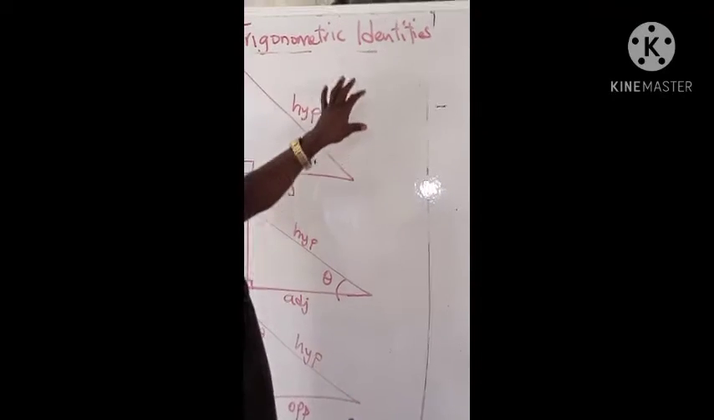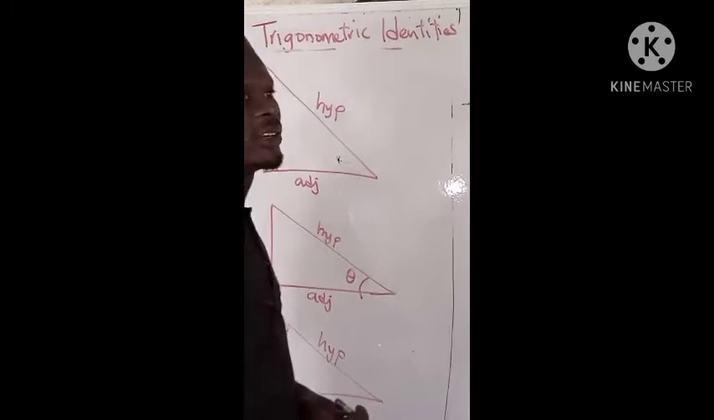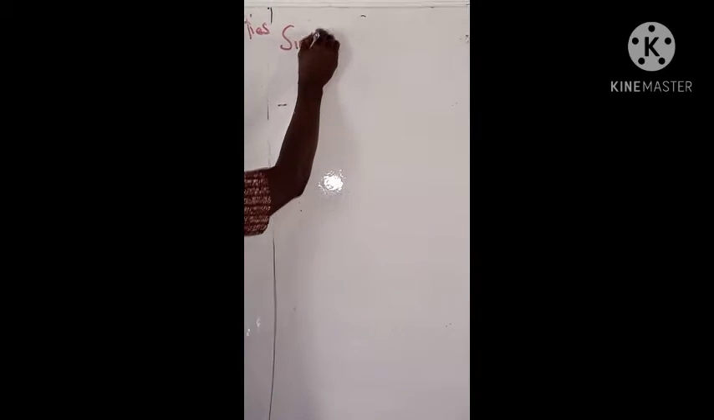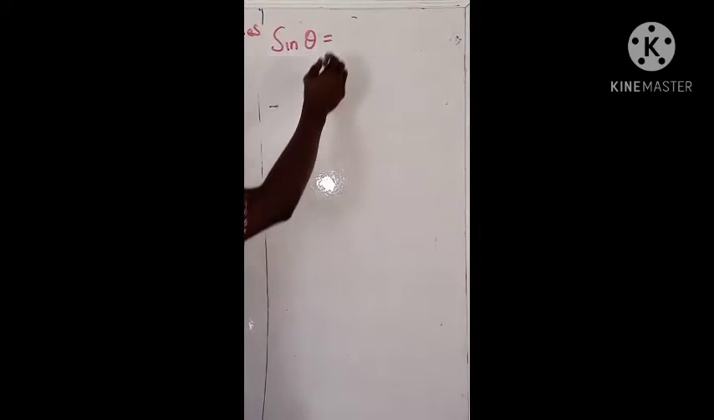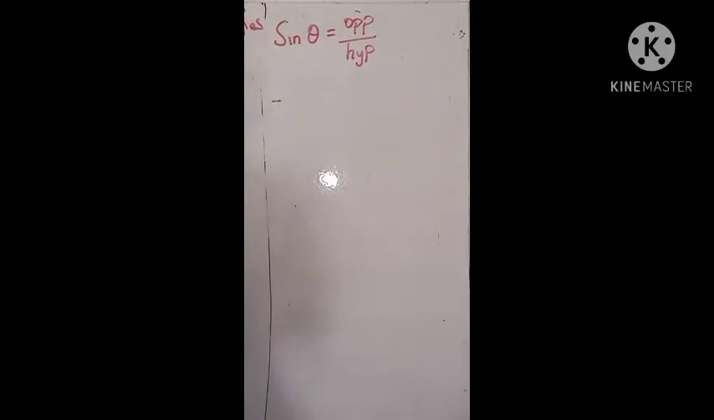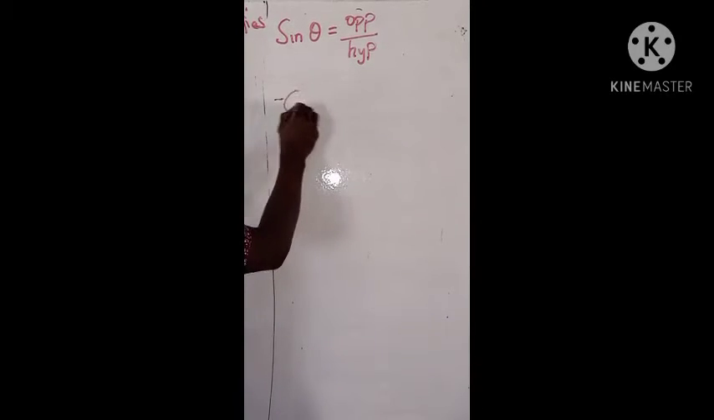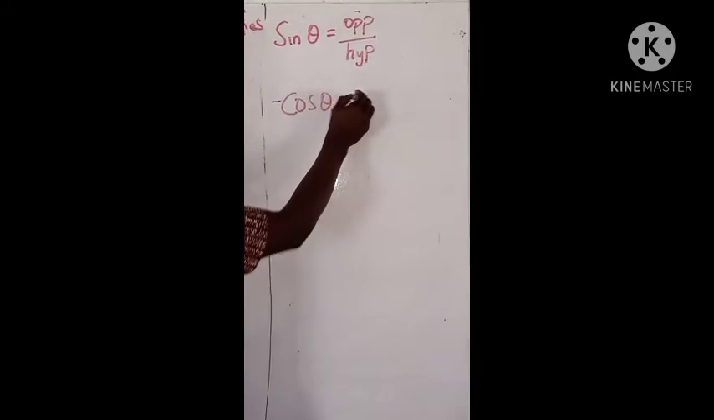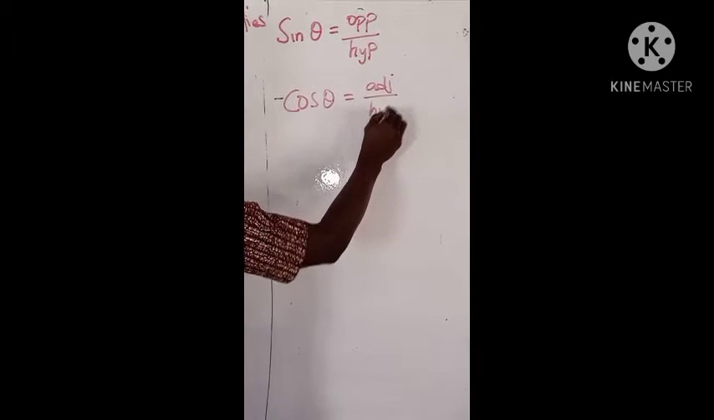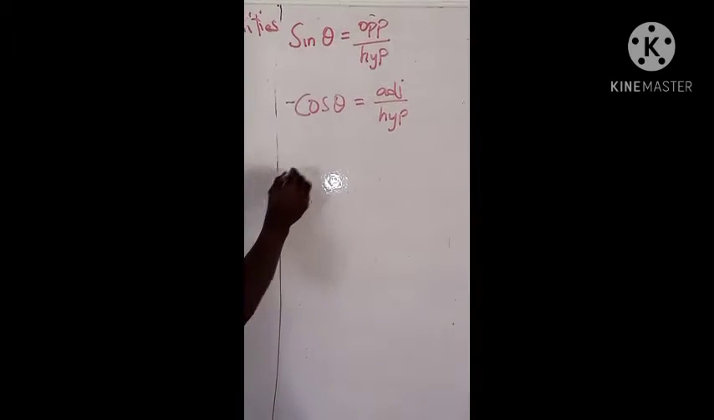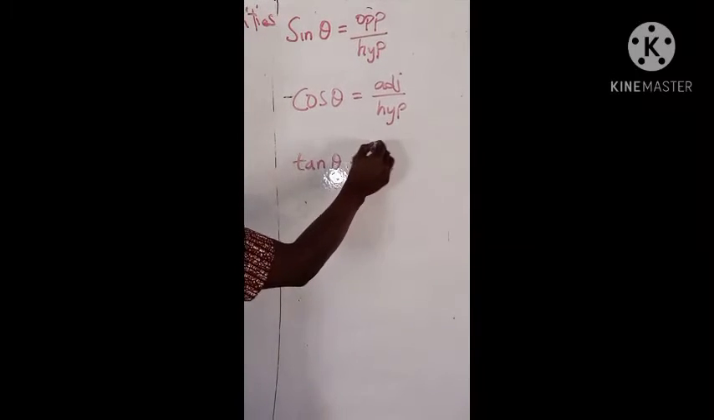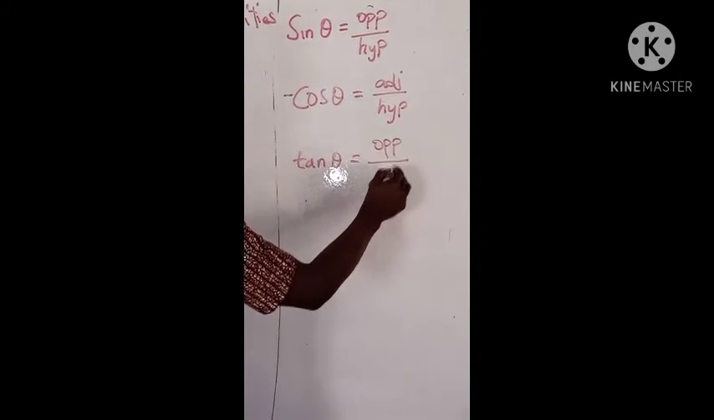But before we go into these trigonometric identities, a knowledge of the trigonometric ratio is also very important. One of the first ratios we need to consider is sine theta. And we know sine theta is usually opposite over hypotenuse. The next ratio is cosine theta, and cosine theta is adjacent over hypotenuse. The last of these is tan theta. Tan theta is opposite over adjacent.